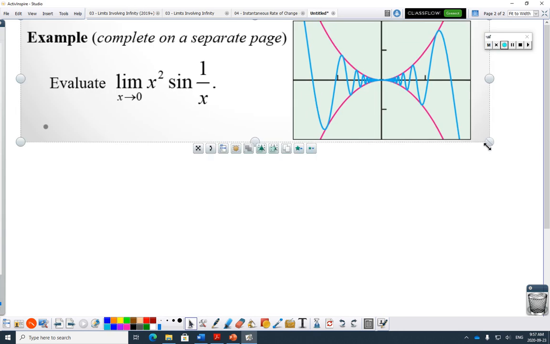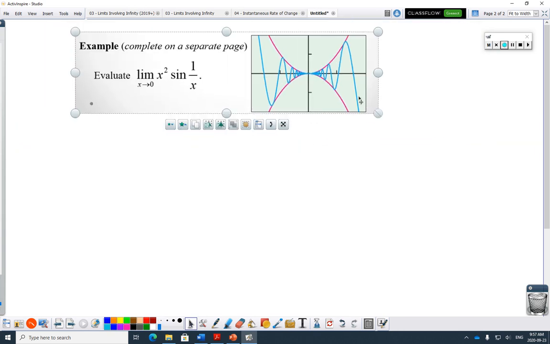Here's the example. We got a nice graph there, but that doesn't help us to do this question algebraically. Take a look at this. Sandwich theorem at a basic level usually involves sine or cosine because sine and cosine have nice rules about them. I'm going to write a statement that I hope you look at and go, yes, I totally get that. I totally agree with that.